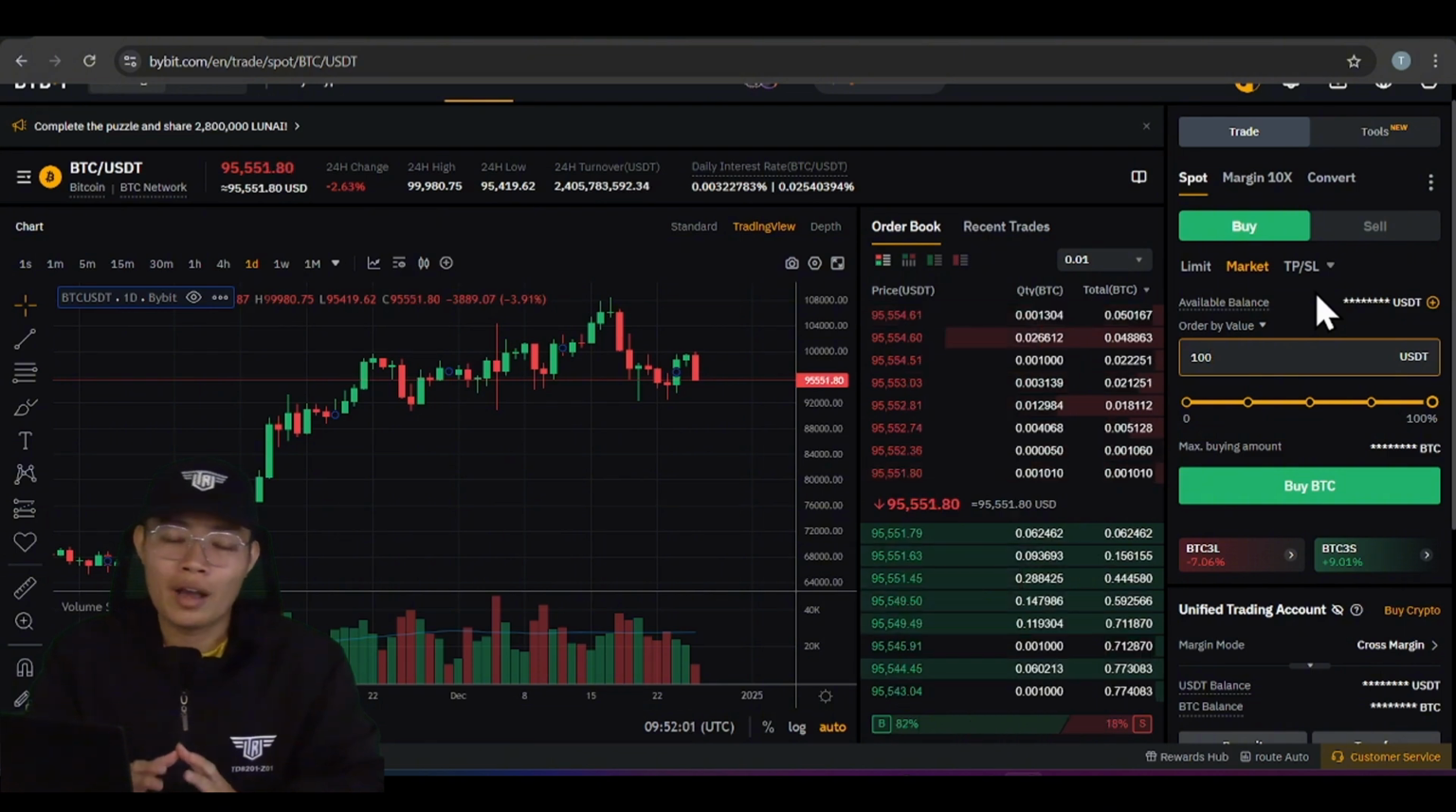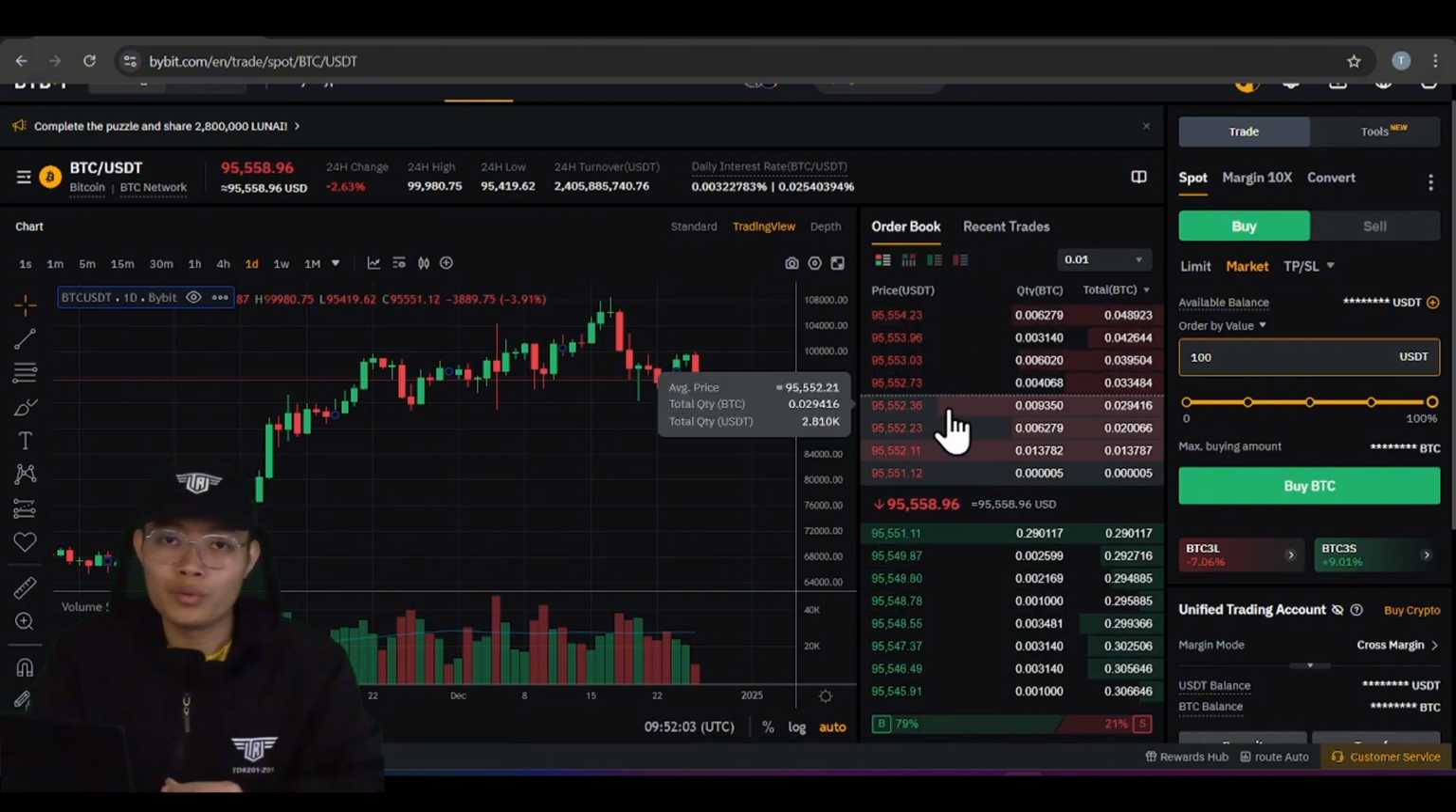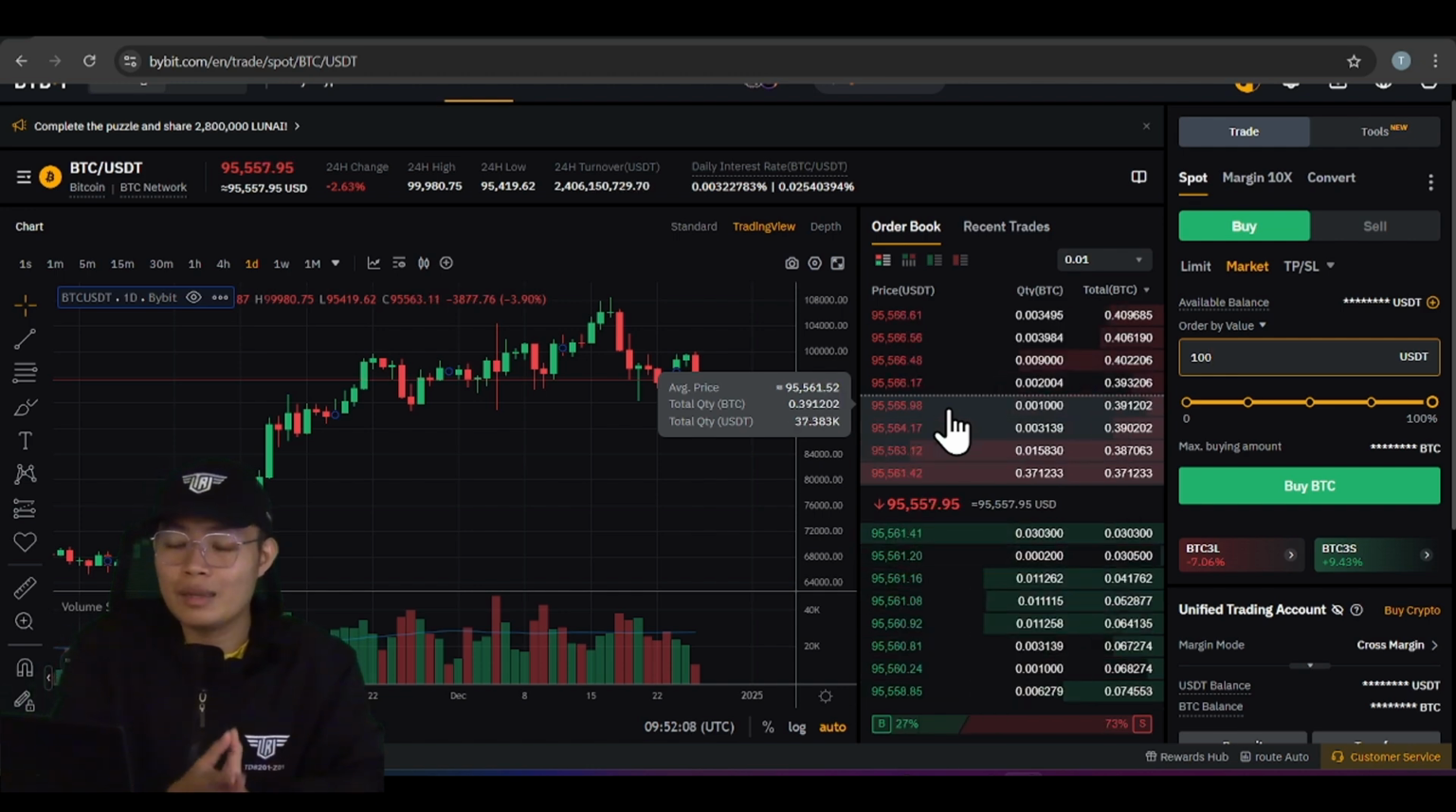A market order is actually called a market taker. Market taker means that you are taking the liquidity of the order book, so that's why you have a higher fee compared to a market maker, which is limit orders.